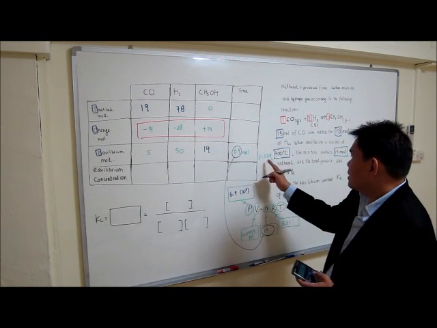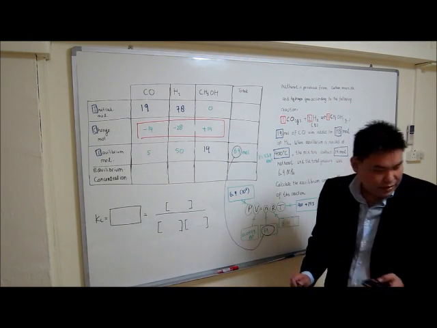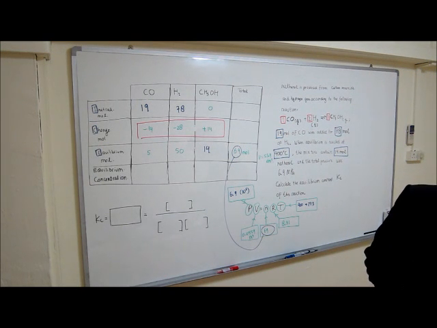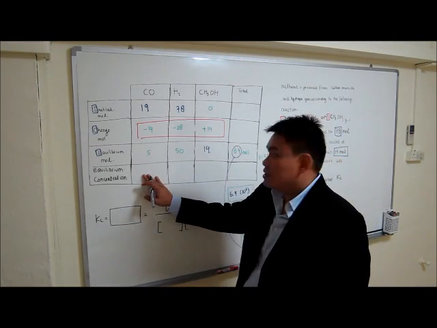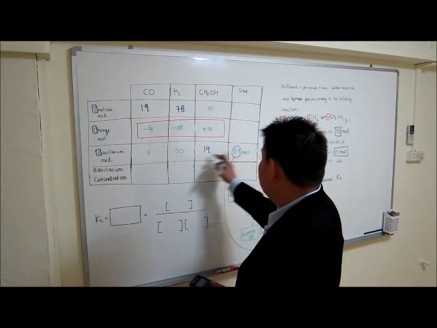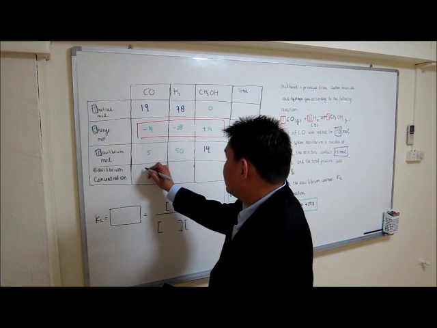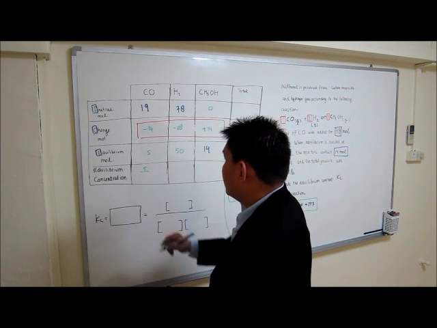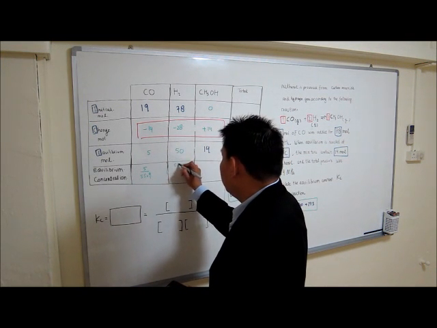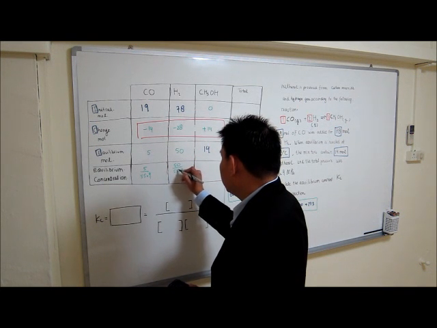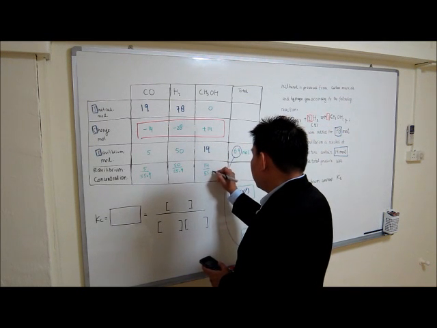And we need this number to calculate Kc. So how to calculate the concentration? Very simple. Just divide the mole by the volume. So the concentration here is 5 over 55.9, 50 over 55.9, and 14 over 55.9.